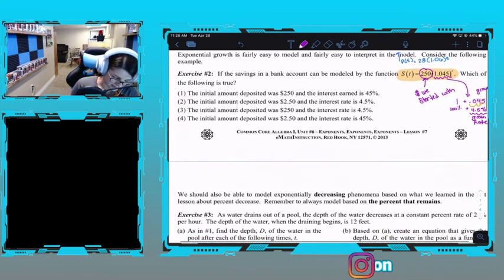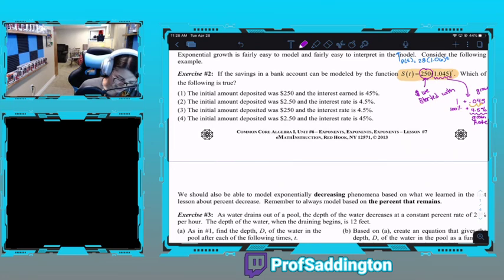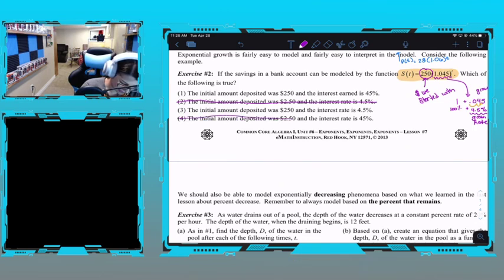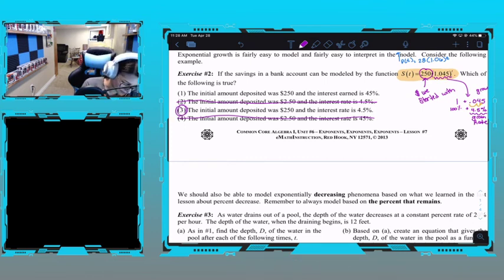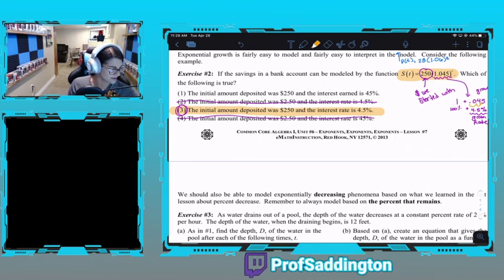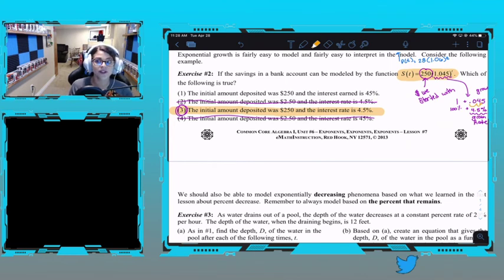Let's see. So we know the initial deposited was $250, so that means it can't be 2 and it can't be 4, so that's nice. And we moved our decimal over twice to get 4.5%, so therefore it's got to be choice 3. Okay, so knowing how to make that, break it apart.